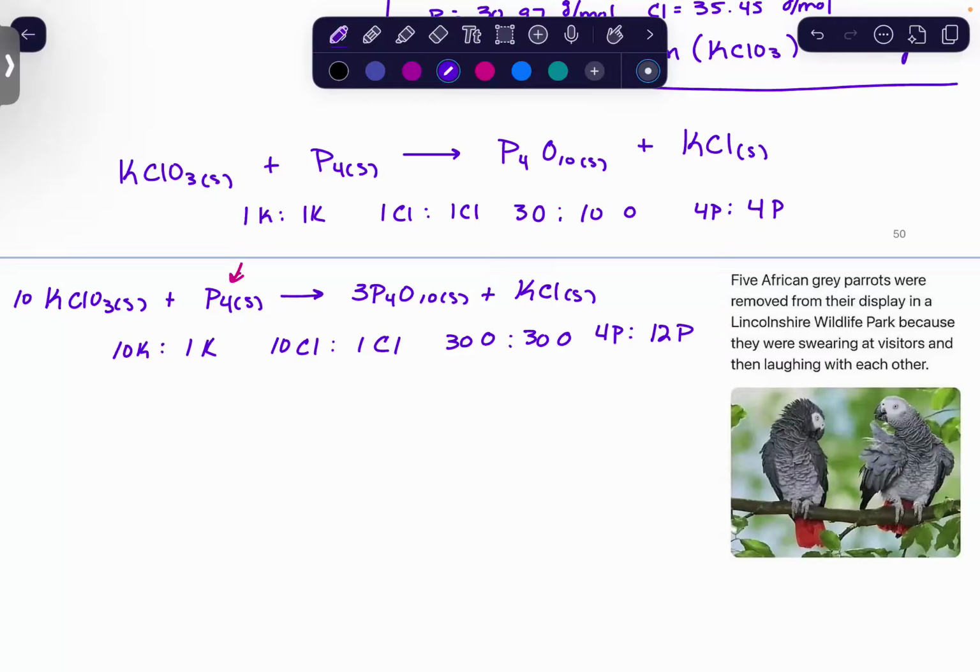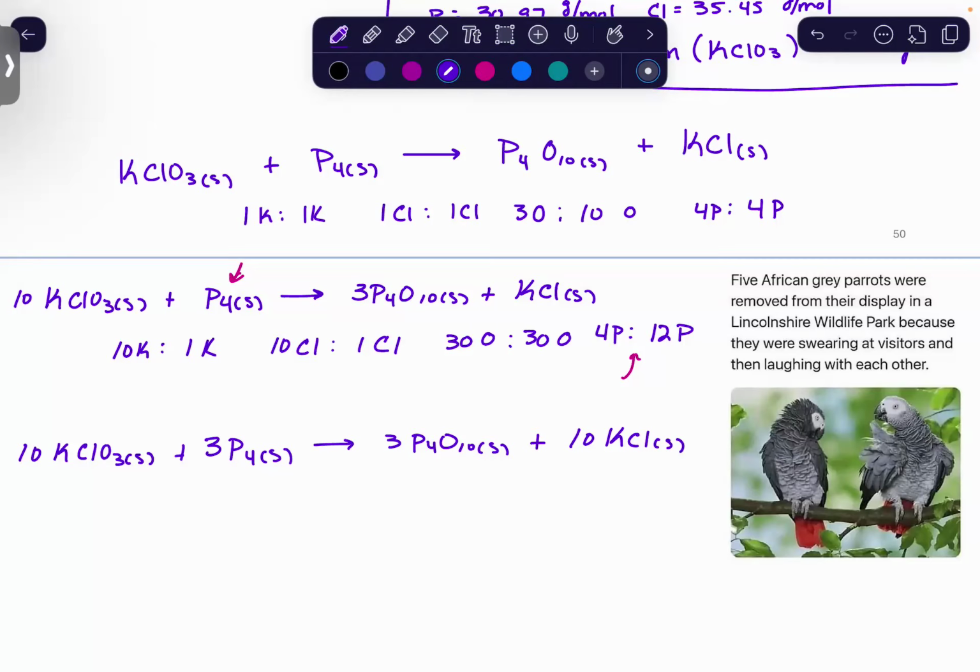So what I want to do next is balance my chlorines. I have 10 and 1. I'm going to leave this alone, KClO3. So I'm going to put 10 there. That's going to balance my chlorines. And then, of course, I can also do this at the same time, my 4 phosphorus and 12 phosphorus. So if I go ahead and put a 3 there, now I have 12 and 12. And if you count up the atoms on each side, you now have a balanced chemical equation.